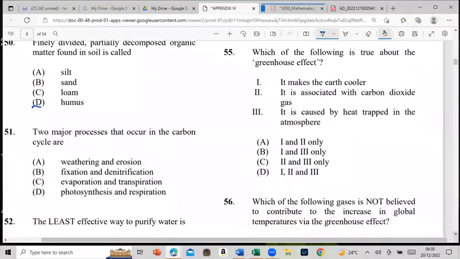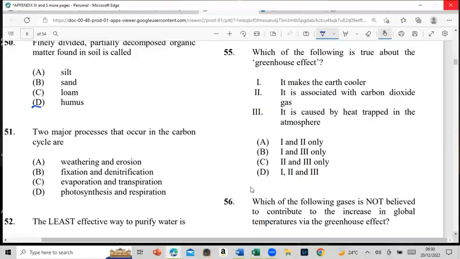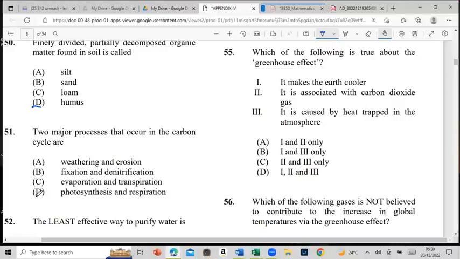Alright, two major processes that occur in the carbon cycle are A. weathering and erosion, B. fixation and denitrification, C. evaporation and transpiration, or D. photosynthesis and respiration. And that's D, photosynthesis and respiration. So for 51 it's D. Let's move on to 52.